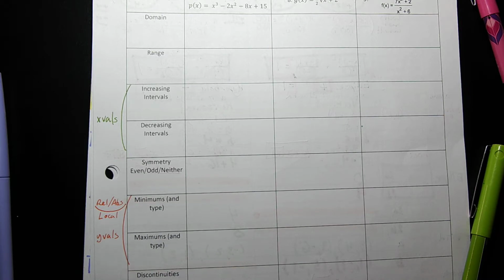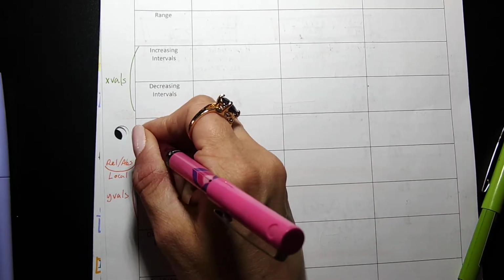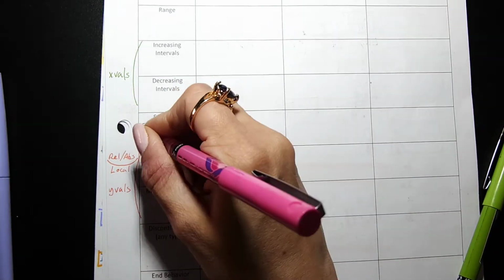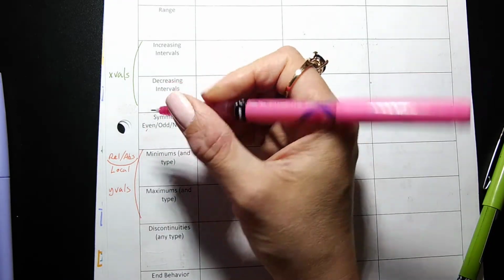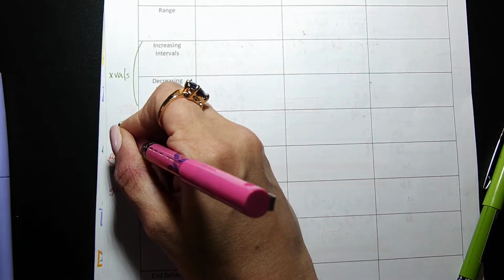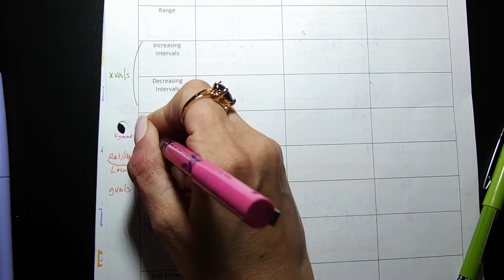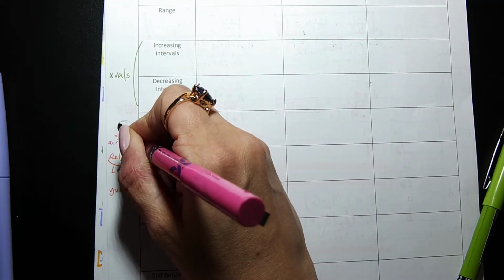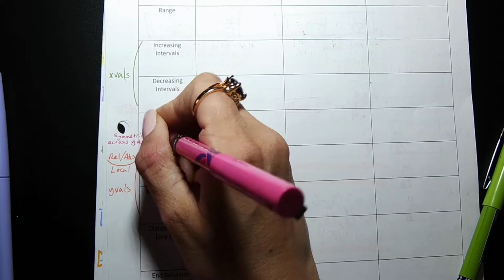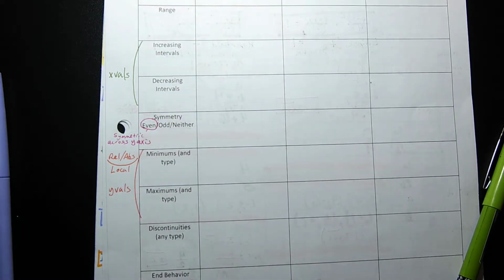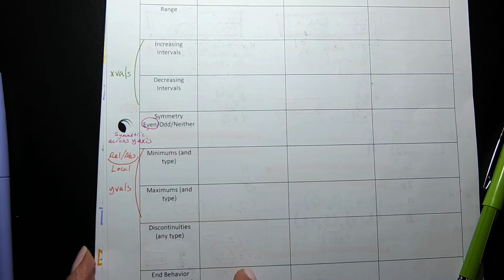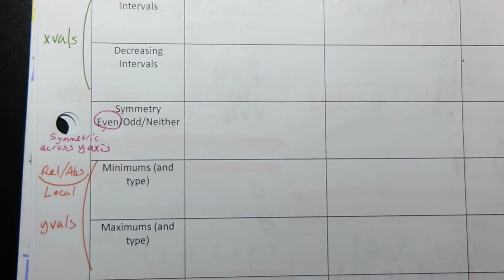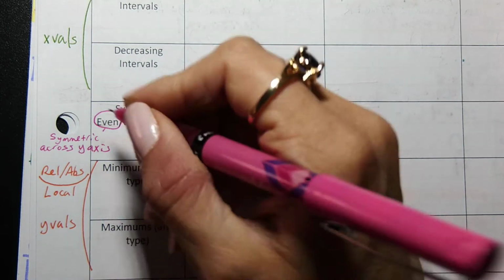For the symmetry, even means it is symmetric across what? The y-axis. It has to be across the y-axis, so it's not just that we can fold it in half like a butterfly. That butterfly's body has to be right on the y-axis. So that is even symmetry.